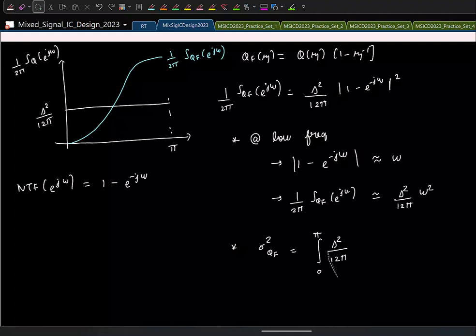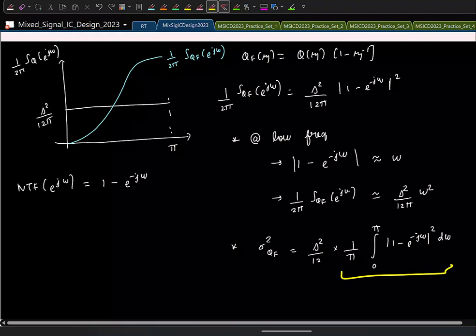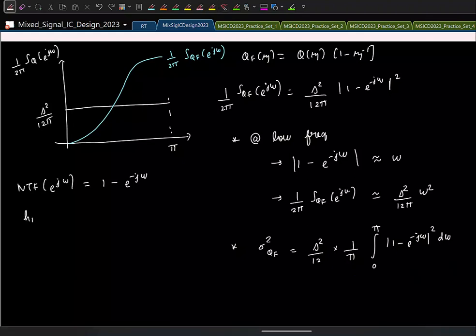Well, I'll push the delta square by 12 pi out. It's constant. It's delta square by 12 times, I'll leave it like this, 1 by pi, integral 0 to pi, this. And how did we simplify this? Using Parseval's. So here, what is the impulse response? I mean, remember delta that, plus minus. It's just 1 and minus 1, right?